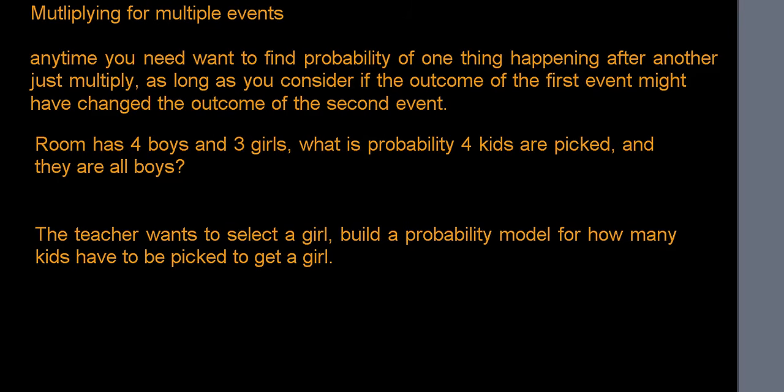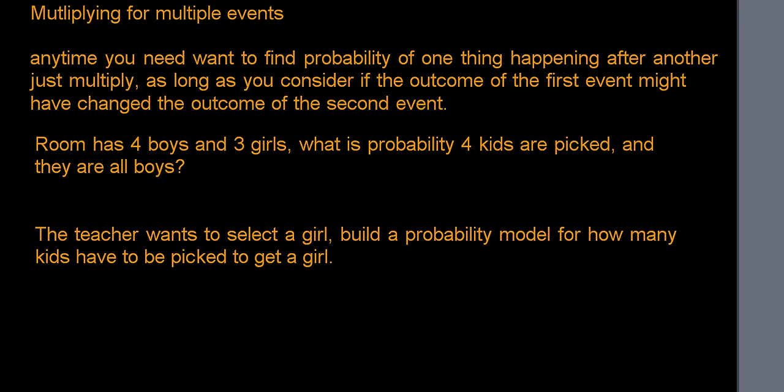As long as you think about it, there's no special formula here other than to multiply. So anytime you want to find the probability of one thing happening after another, just multiply, as long as you consider if the outcome of the first event might have changed the outcome of the second event. And we're going to see that right here. All right, so a room has 4 boys and 3 girls. So 7 students in a room, 4 boys, 3 girls. What is the probability that 4 kids are picked and they're all boys?